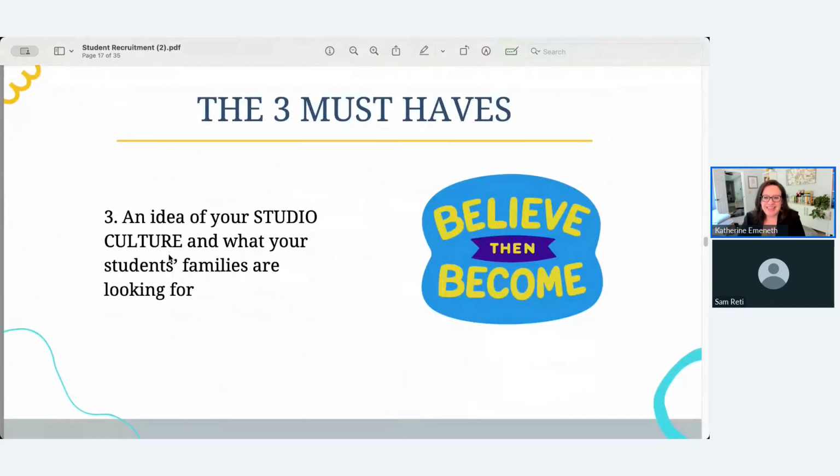The last one is the most important one. This goes back to the cookie cutter thing. You have to have an idea of your studio culture and what your students' families are looking for. You cannot just be a music teacher who teaches music. Yeah, that's primarily what we do. But what does that look like for you? How does that look different for you? What do you add or bring to music lessons that no one else is doing in your community? How are you not a cookie cutter music teacher?